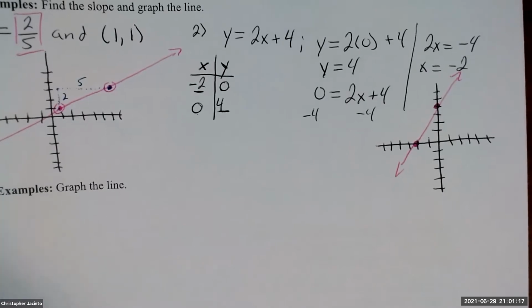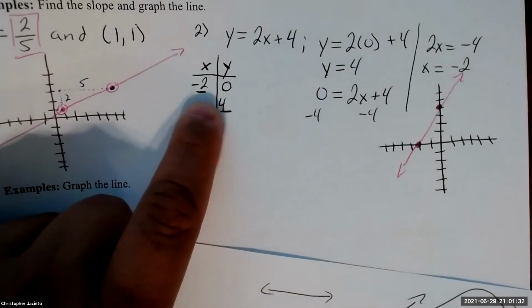Okay. Well, we graphed it, but we still haven't found the slope, right? So we still got to find slope. But now it's up to you how you want to find the slope. You can either use rise over run, or you can use the equation, because now we have 2 points, (-2, 0) and (0, 4). So you can use the equation, or again, you can just use rise over run.